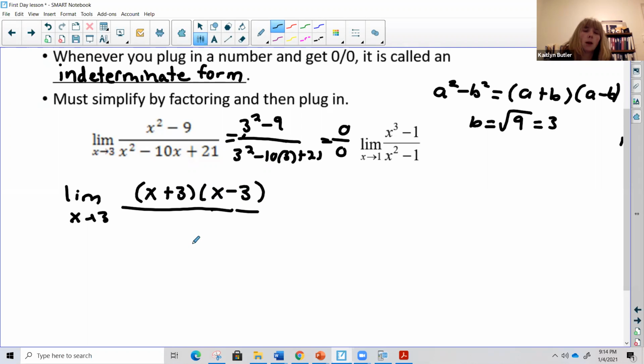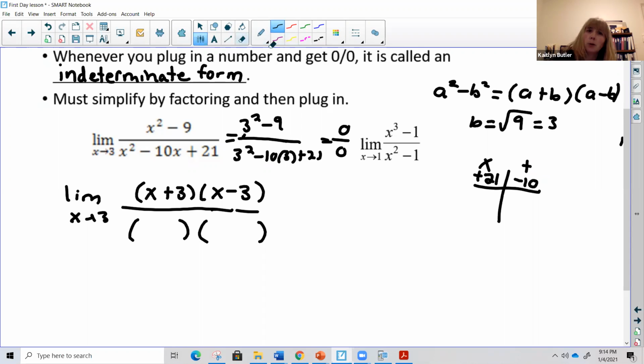That's how it factors. And then the denominator: when you have 3 terms and the first term is just x squared, when we factor this, we figure out what multiplies to the last number and adds up to the middle. So if I do it on the side, I want what multiplies to positive 21, and I want it to add to a negative 10.